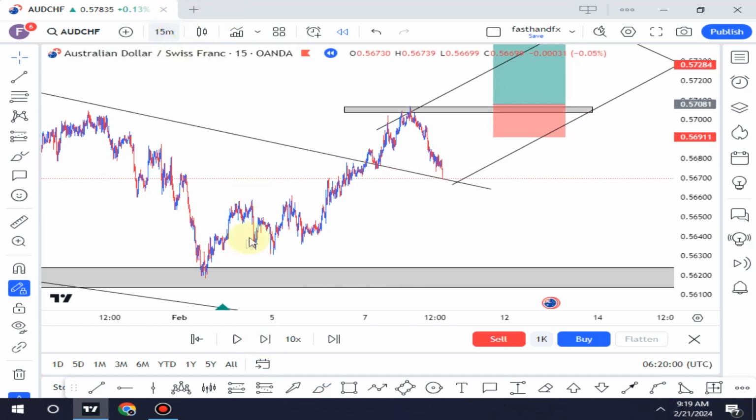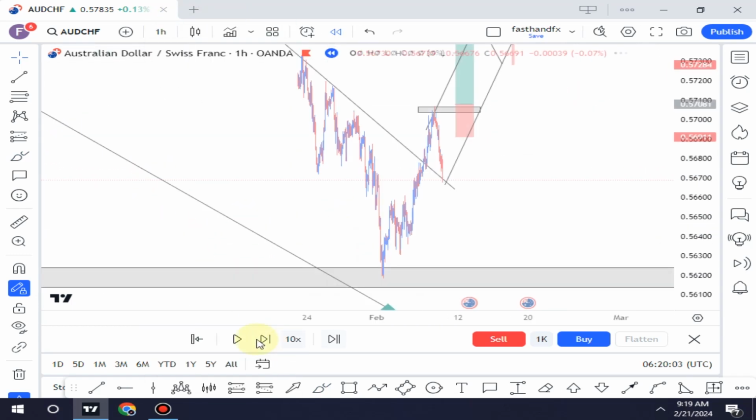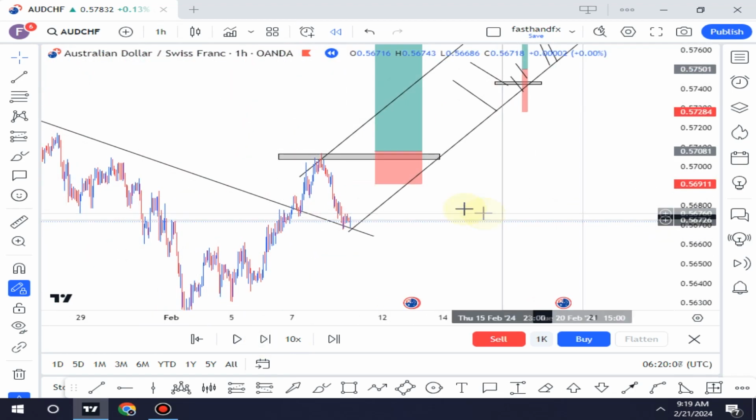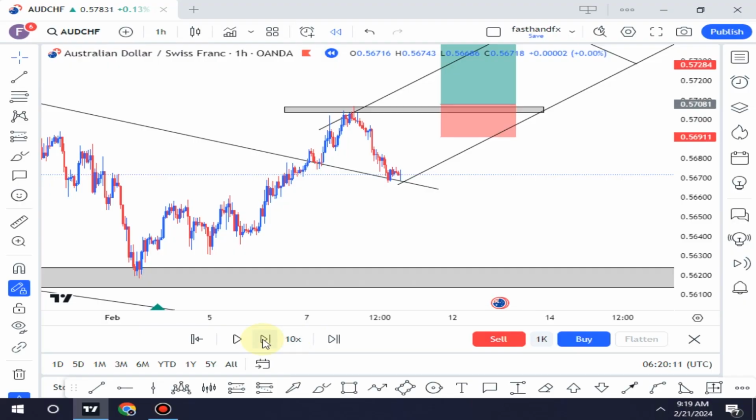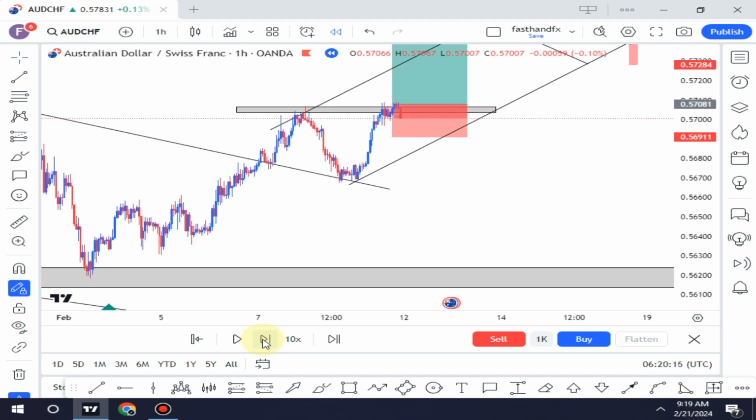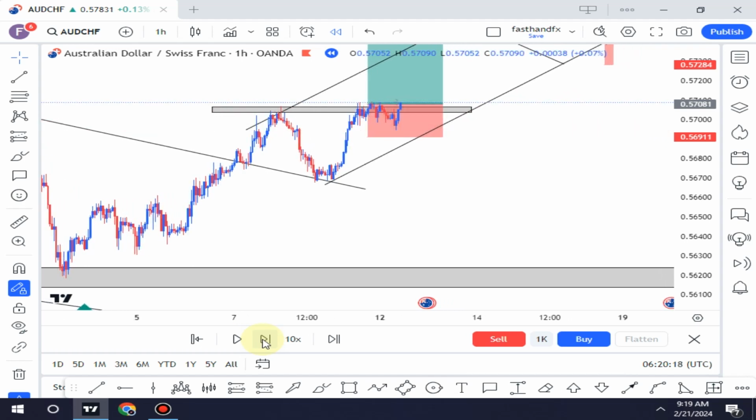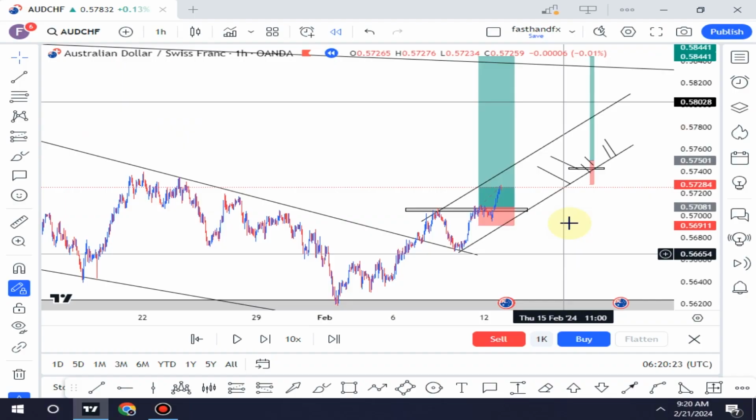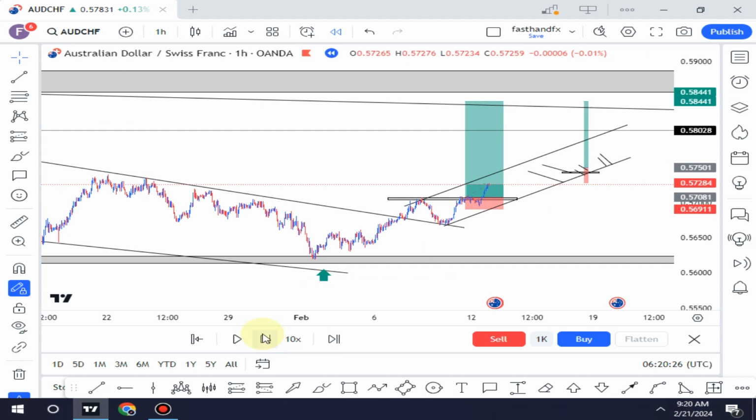Let me take you to the H1. I don't want to waste your time. The moment I saw that the market had given us a new high, I decided that if it takes that new high, I'm going in. Price went up, then it did this, and I was in. So that was the first entry that I took on this pair, and price continued playing out.